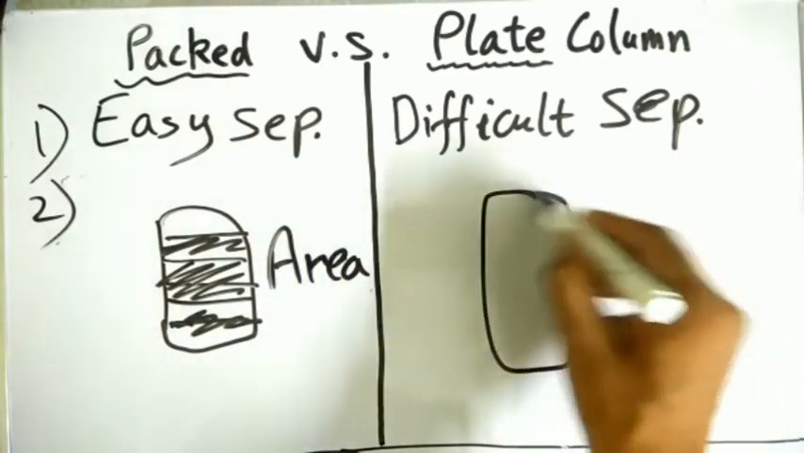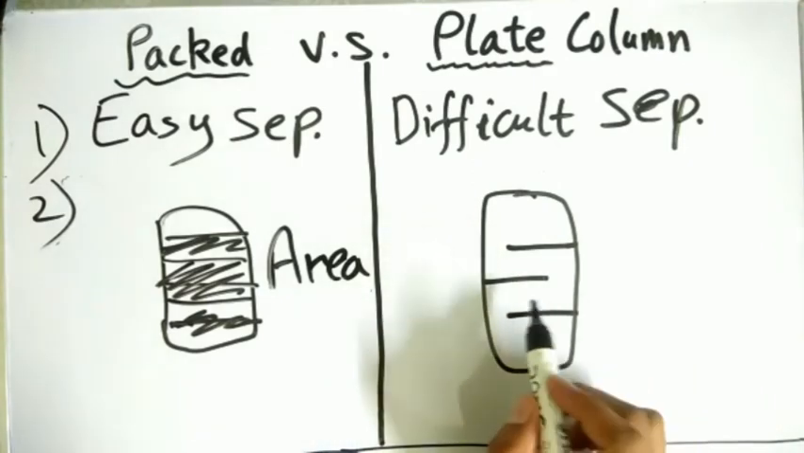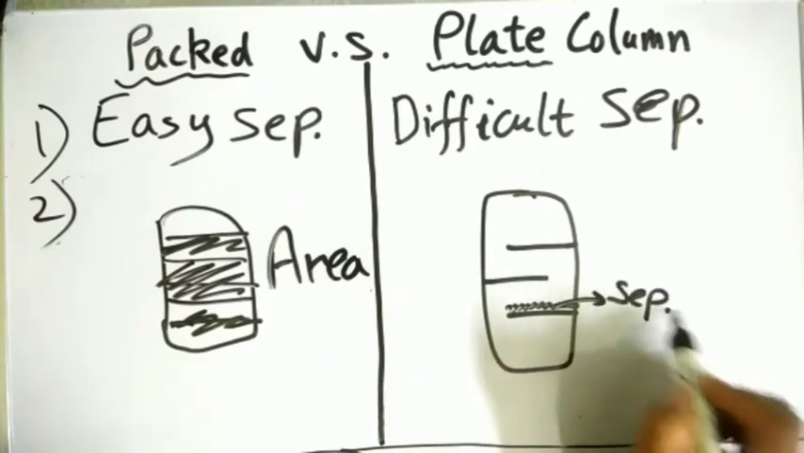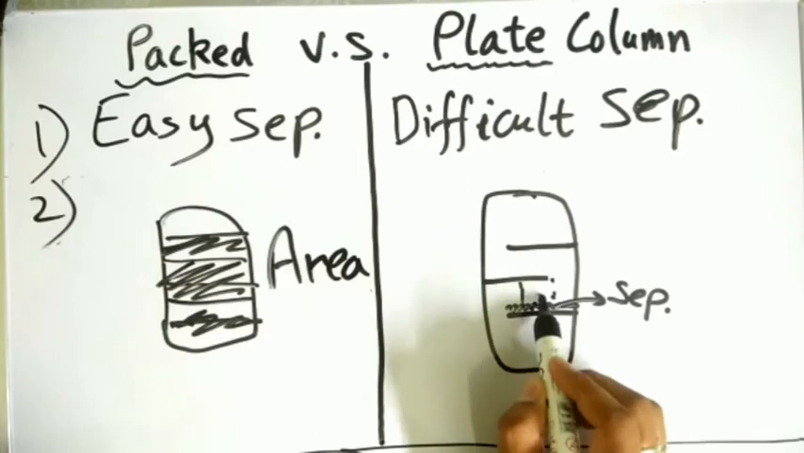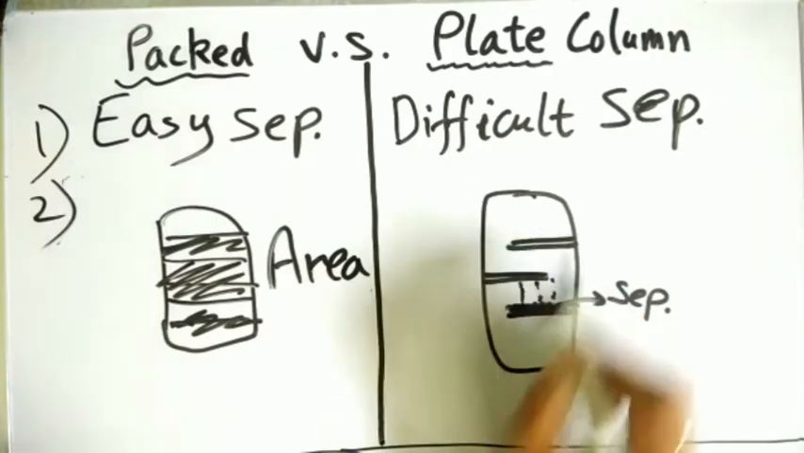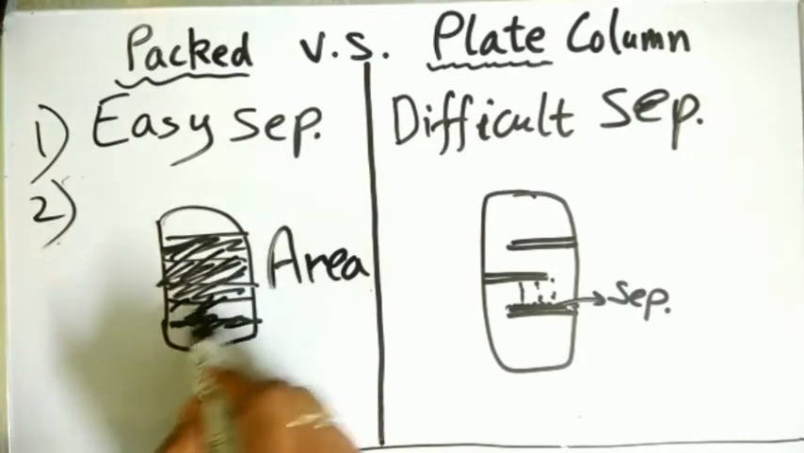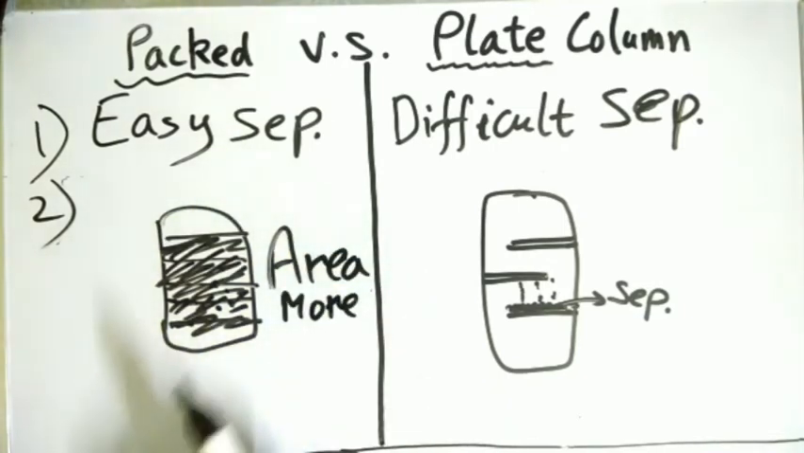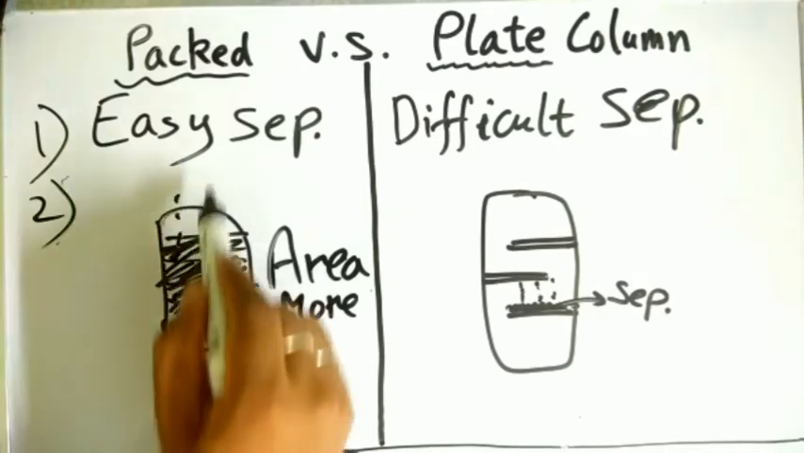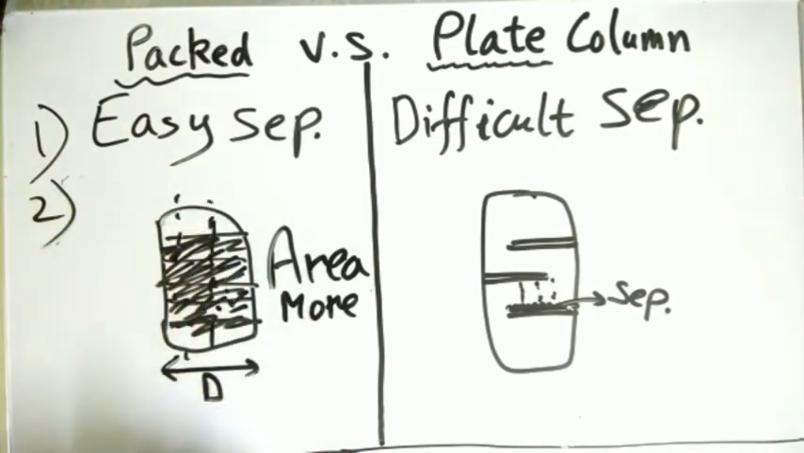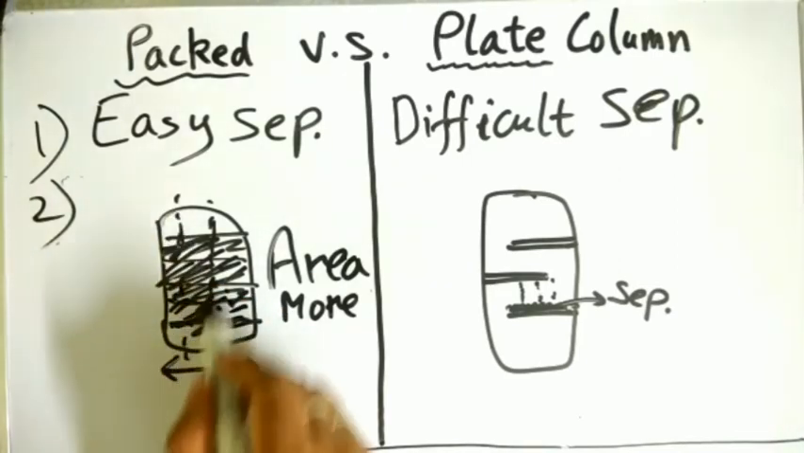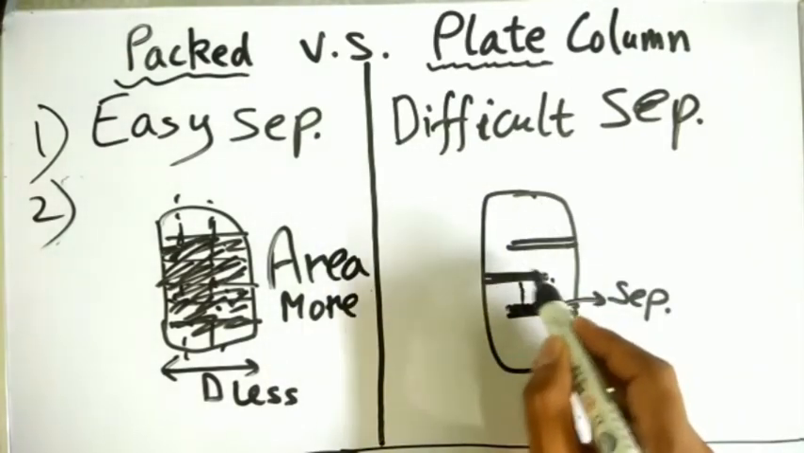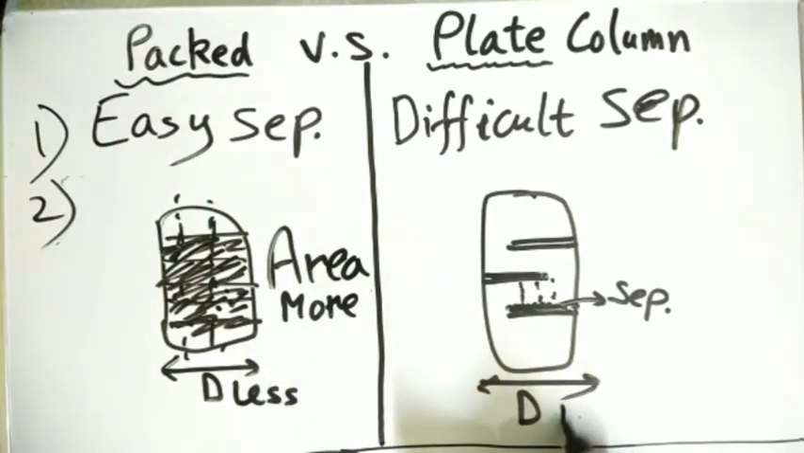What happens in a plate column is that these are the plates. This particular area is where the separation actually takes place. This liquid vaporizes like this. Whereas in the packings, the liquid is there all over between the packings, and the surface area is more. Hence the column diameter can narrow down. Why should it be less? Because there is already much area for mass transfer to take place. Whereas in the plate column we need more area, so the diameter increases.